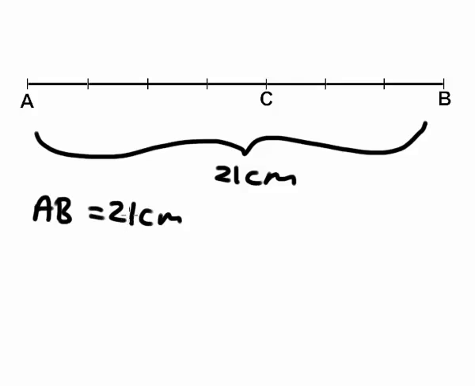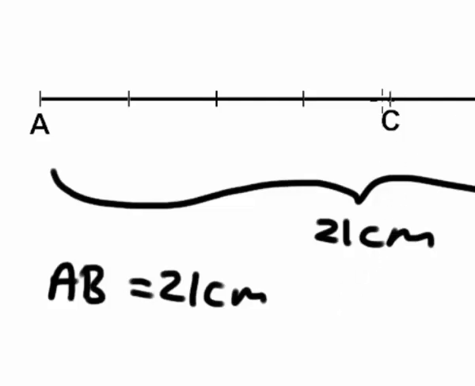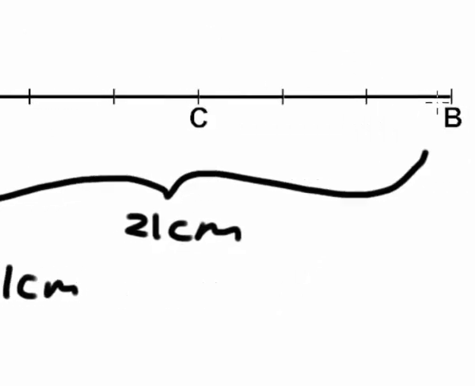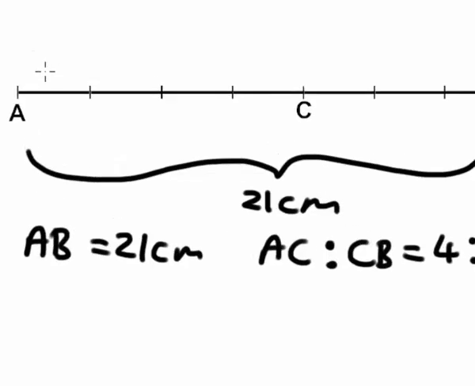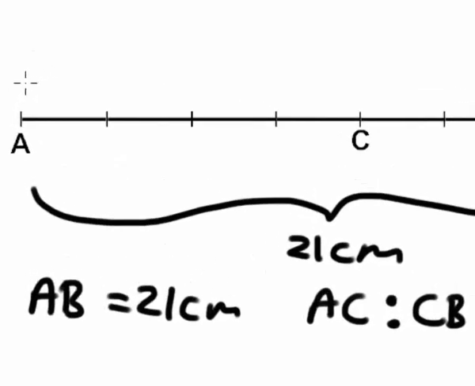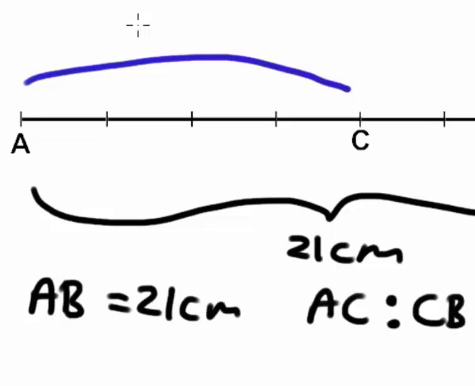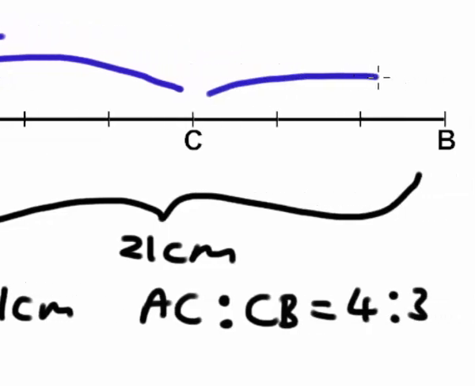But if you look at this point C, C is going to divide AB in the ratio of 4 to 3. Now, I want you to watch this carefully. We're going to say AC to CB is 4 to 3. Now, if you look at this carefully, this is going to give you 4, and that is going to give you 3.